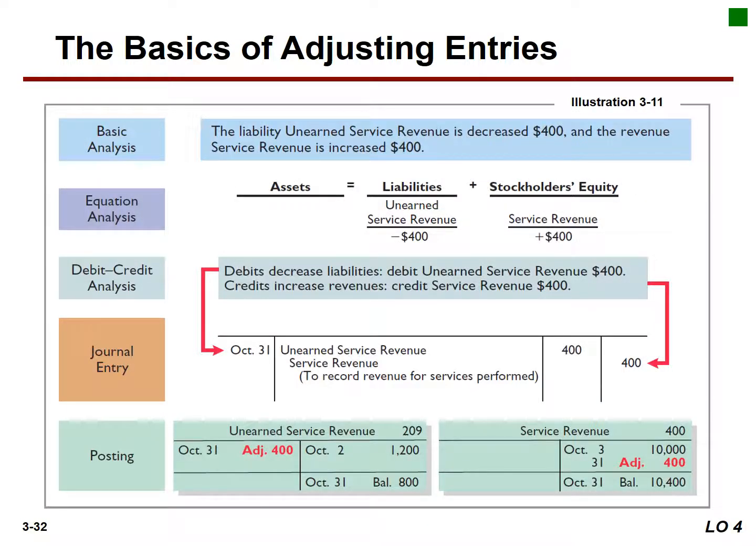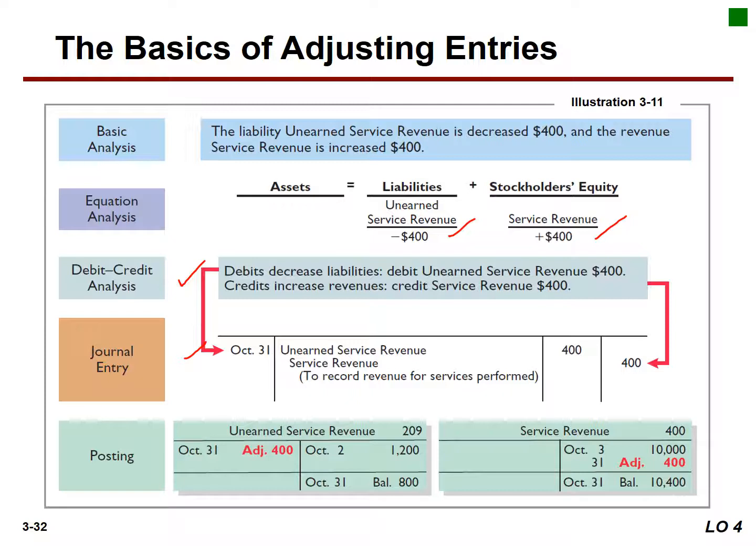Here's the analysis. Our liability account is decreasing and our service revenue increases our stockholders' equity. So there's our equation analysis. We know debits decrease our liability accounts and credits increase our revenue accounts. There's our debit credit analysis. This is the adjusting journal entry we would record.